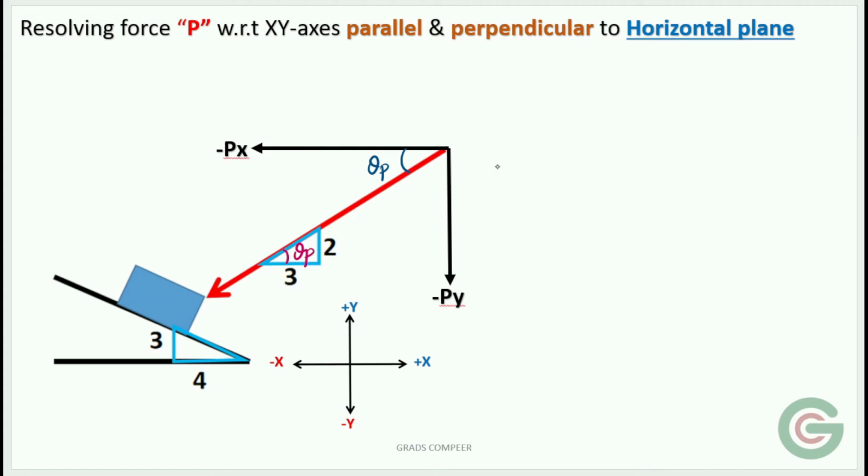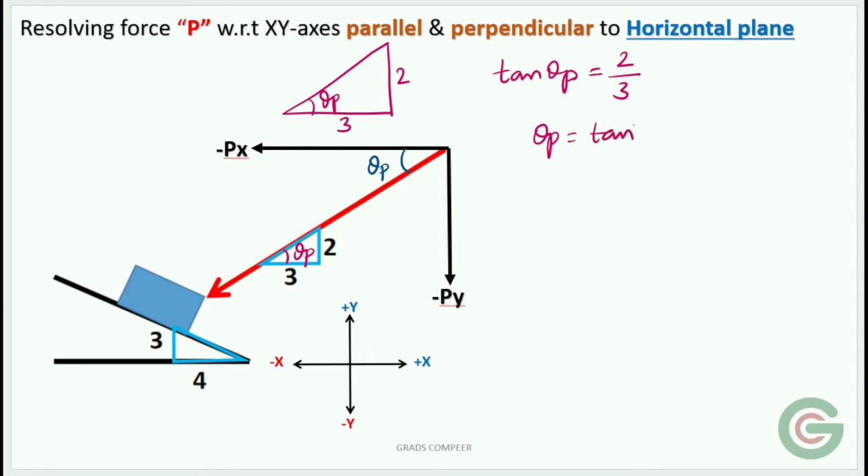So how to find that theta P? Very simple. Take tan theta. Tan theta P equal to opposite side by adjacent side. So in this particular triangle, this is the opposite side, this is the adjacent side. So tan theta is equal to opposite side by adjacent side, so 2 divided by 3. So theta P is equal to tan inverse 2 by 3, which we get as 33.69 degrees. Once we found this angle, then we can find the magnitudes of Px and Py.